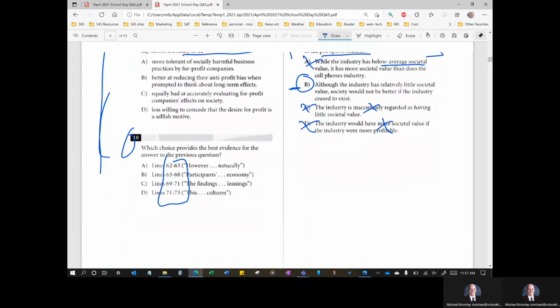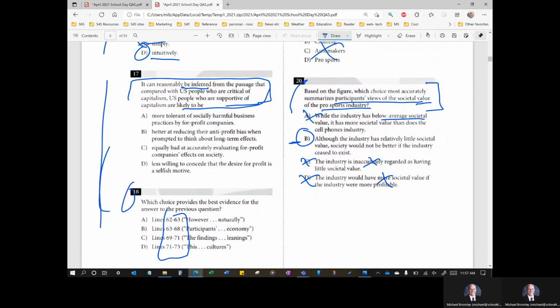All right, we got the last two here, which is 17 and 18. What are we looking for again? That people who are critical of capitalism, compared with those who are supportive of it, are something. So I'm looking for evidence that shows me that people who are critical of capitalism are something compared to people who are supportive of capitalism.